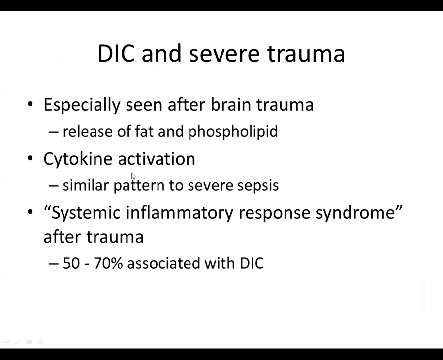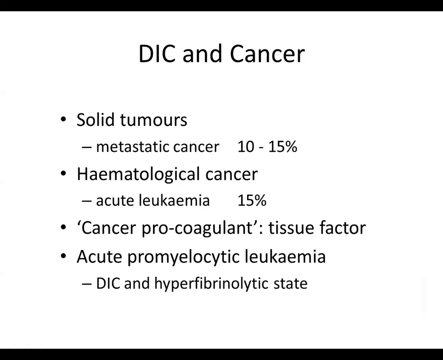DIC and severe trauma, especially seen after brain trauma: release of fats and phospholipids, cytokine activation, similar patterns to severe sepsis, systemic inflammatory response syndrome after trauma, 50 to 70% associated with DIC. Certain tumors are responsible for causing DIC. They produce certain procoagulants and tissue factors, and that may lead to DIC. So this is an example: acute promyelocytic leukemia may lead to DIC.